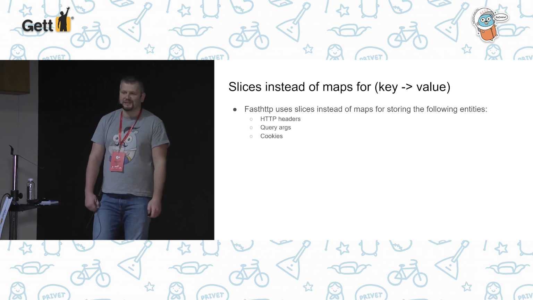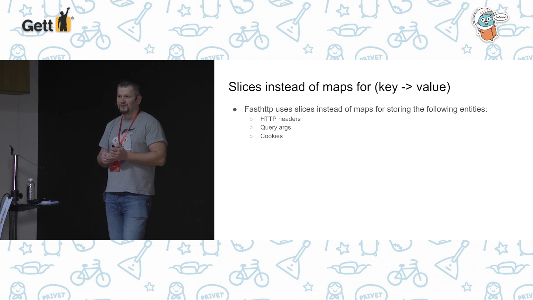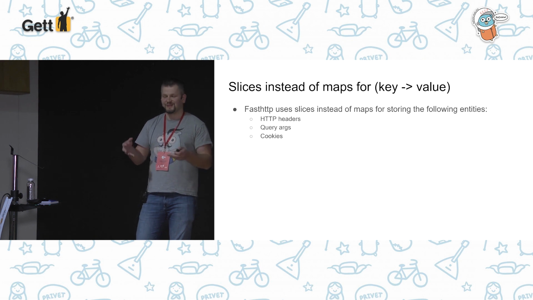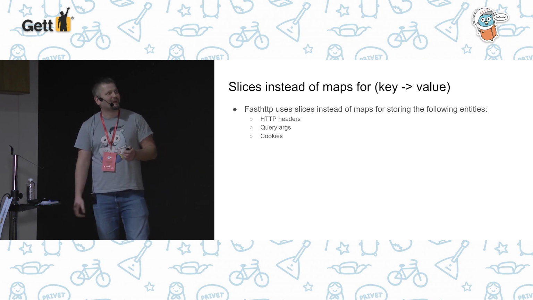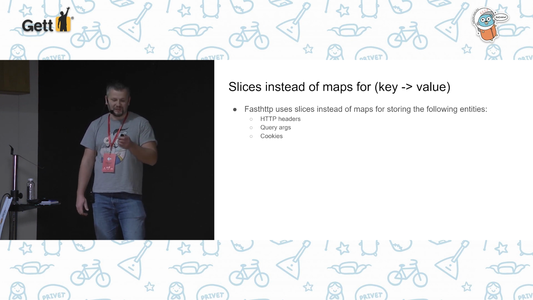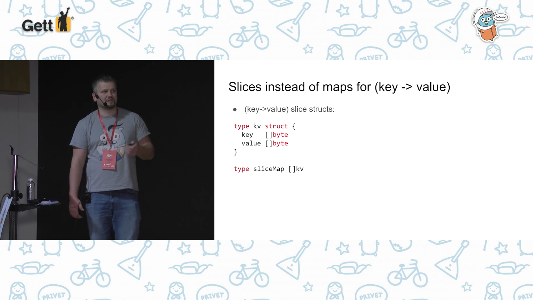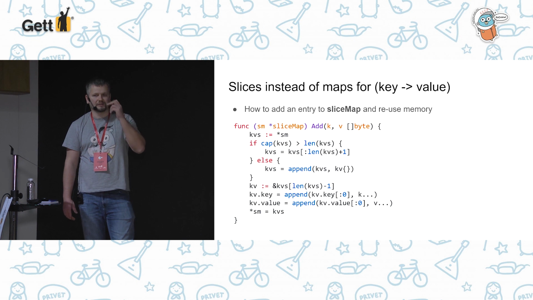So, the usage of slices instead of maps. Fast HTTP uses key-value slices instead of standard Go maps in order to store the list of query arguments, query args, the list of headers and the list of cookies. Let's now see how it's implemented first. An example of implementation. We have this structure, key value, with two fields, two byte slices, and we call it slice map.